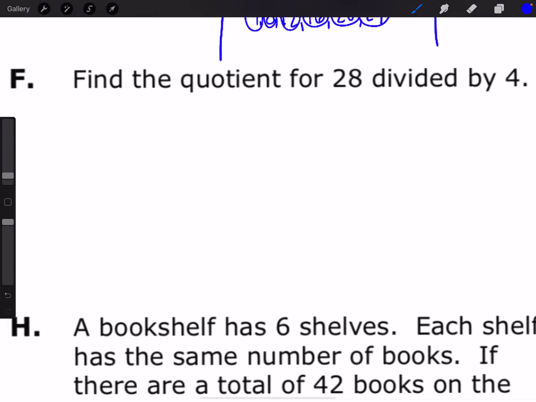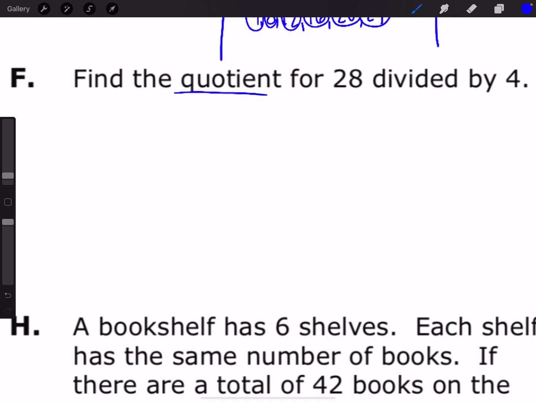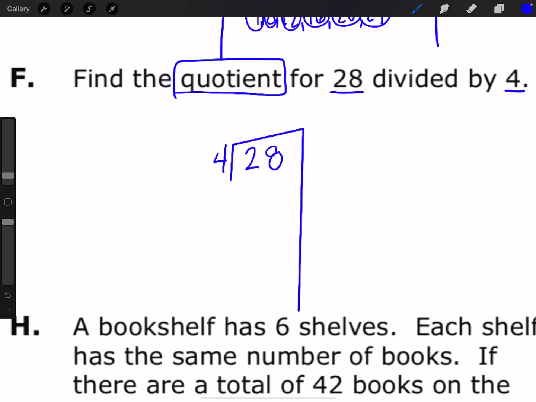Okay, so find the quotient. Quotient is the answer for 28, which is the dividend, divided by 4, which is the divisor. So we are going to have 4 outside and we're going to put 28 inside. We know that 4 times 2, let's just make it easy, 4 times 2 is 8. If we take 8 away from 28, that's 20.